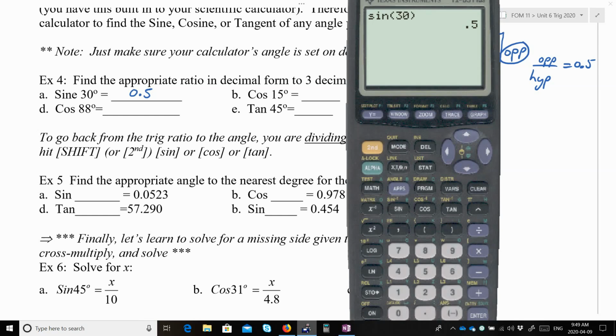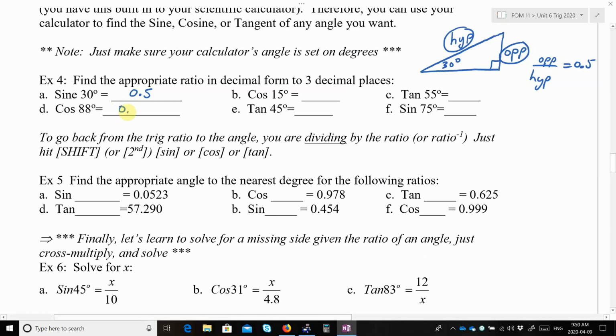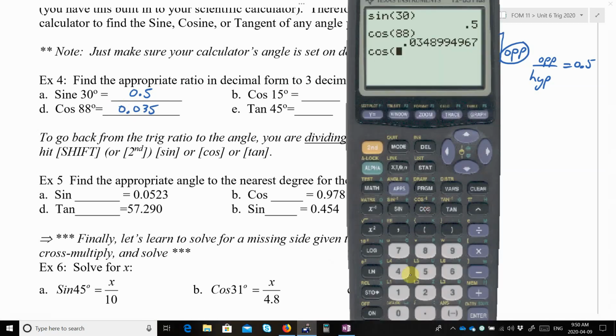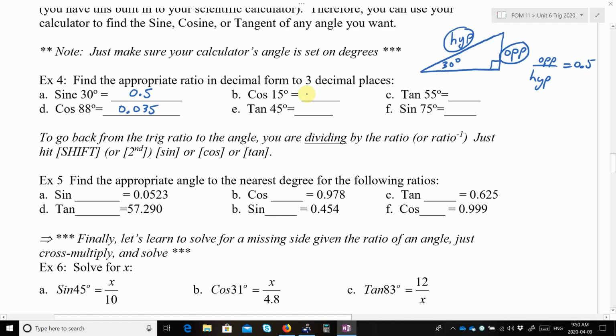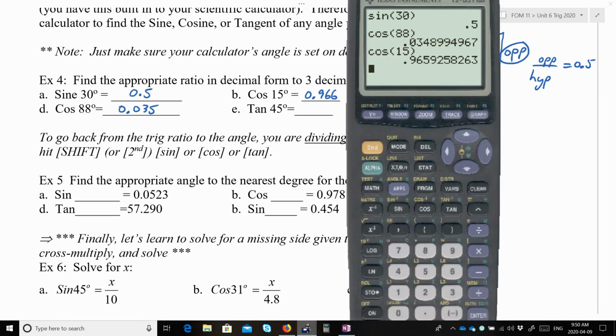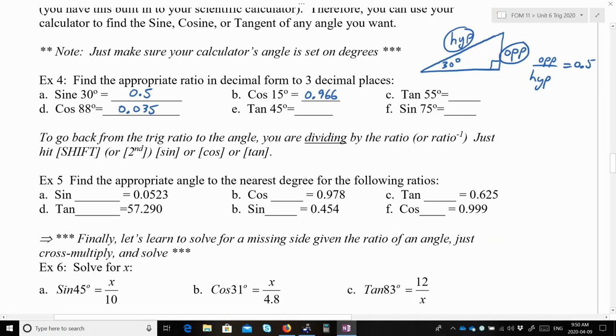All right, let's do some of the other ones. Cos 88 is 0.03, let's say, because this is asking for 3 decimal places. Cos of 15 degrees is 0.966. Tan 45 is equal to 1.